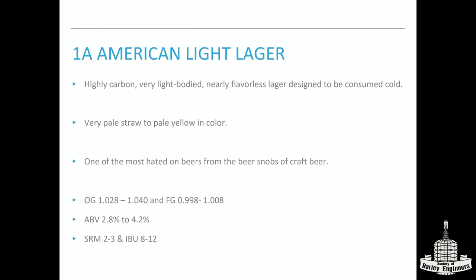But usually OGs are around 1.028 to 1.040. I usually do Coors Light, or the one I jokingly call Rue Light, because my wife's name is Rue Ann. So I call it Rue Light. I actually have the recipe in a couple slides. I'll show it to y'all.